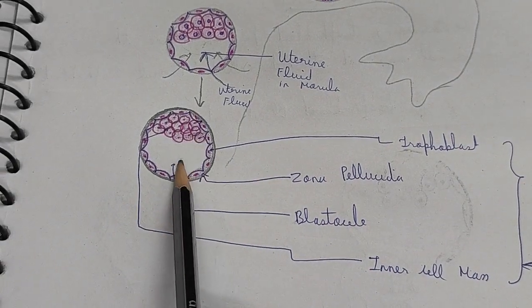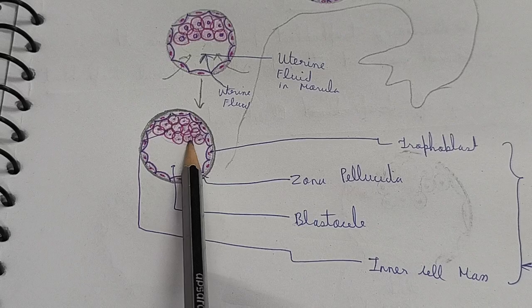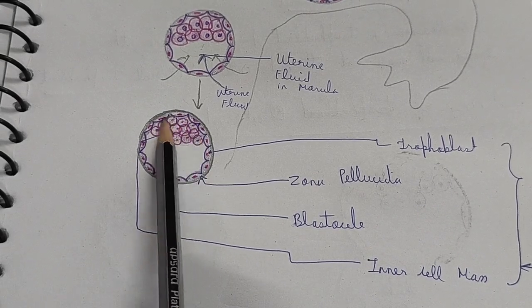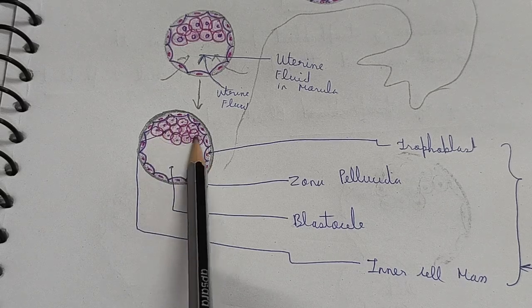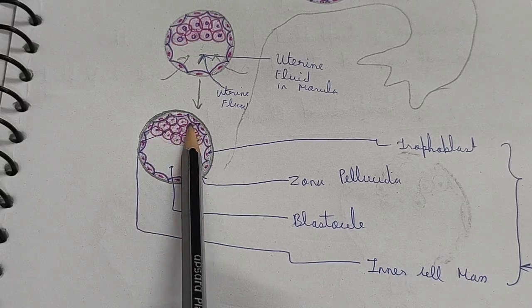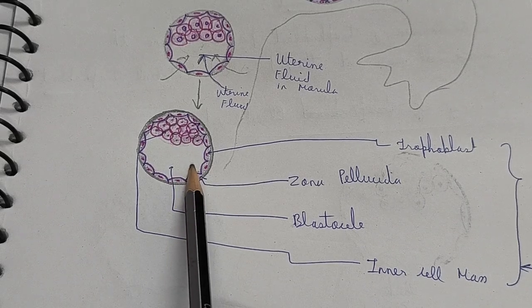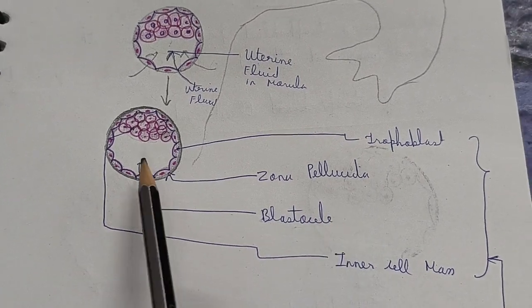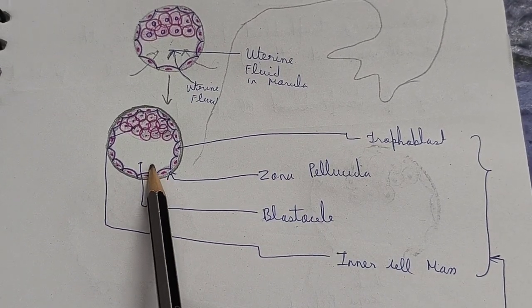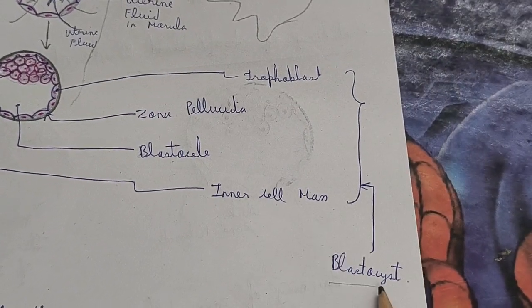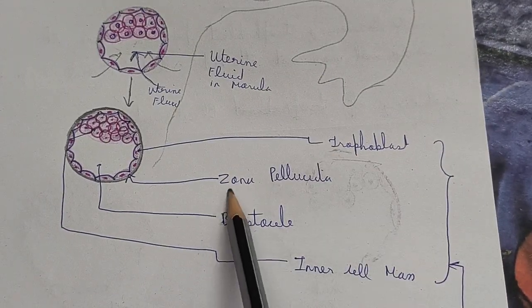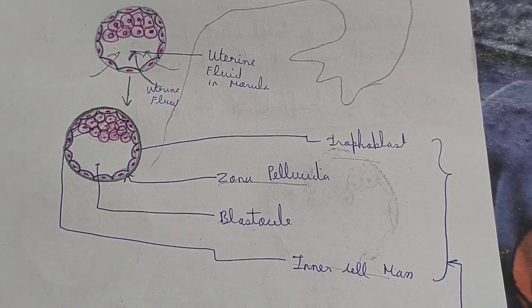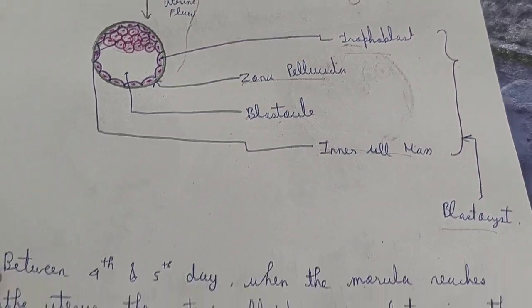Due to the accumulation of fluid, the inner cell mass is completely attached to one side of the fertilized ovum and to one side of the trophoblast. Also, a large cavity is formed that is known as the blastocele. Now the morula with the presence of the blastocele is known as the blastocyst. Until now, the trophoblast, thick zona pellucida, and inner cell mass are there, and all these portions I've written.